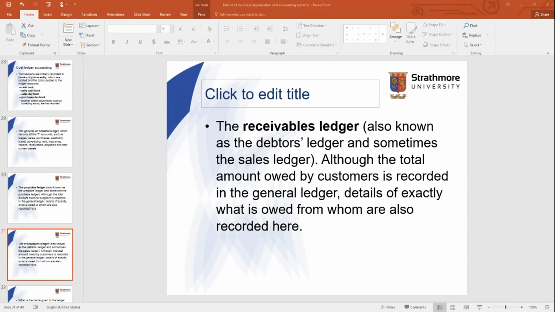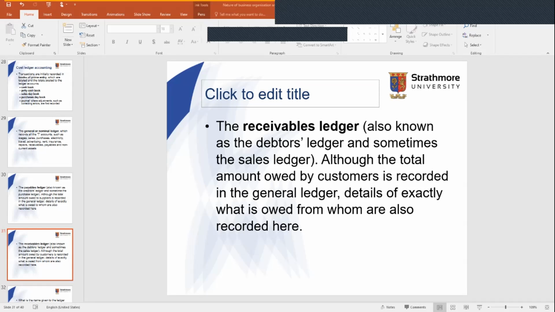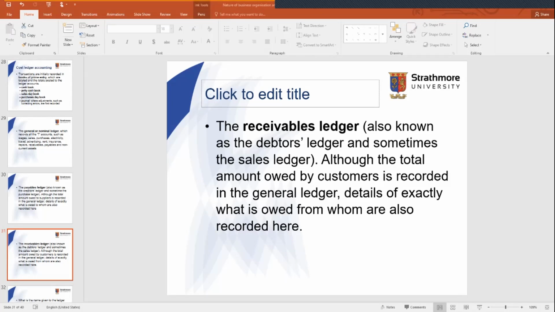the receivable balance as per the general ledger is 20,000. You want to understand where this 20,000 is coming from. How did the 20,000 arise? You go now to the receivables ledger, the sales ledger, trying to understand where this 20,000 is coming from.